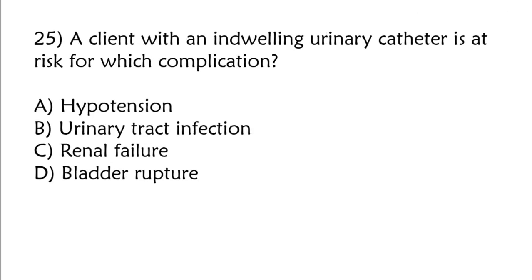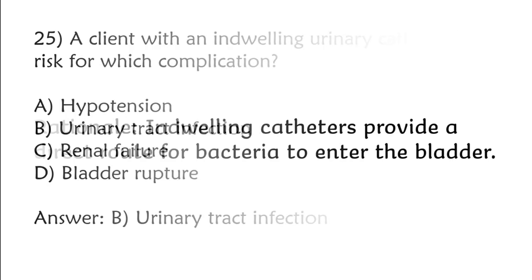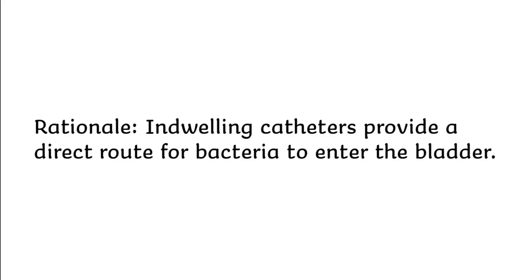A client with an indwelling urinary catheter is at risk for which complication? Correct answer is B. Urinary tract infection. Rationale: indwelling catheters provide a direct route for bacteria to enter the bladder.